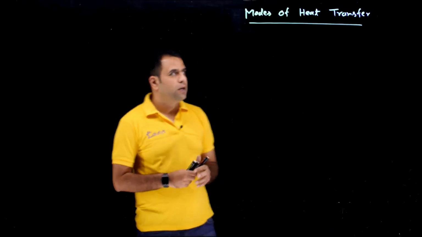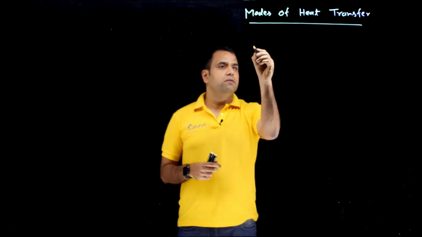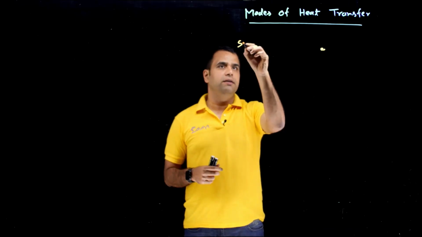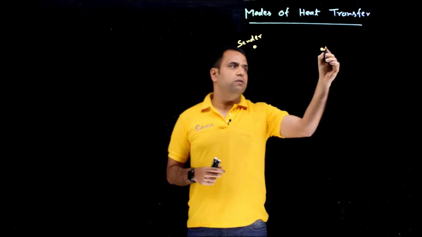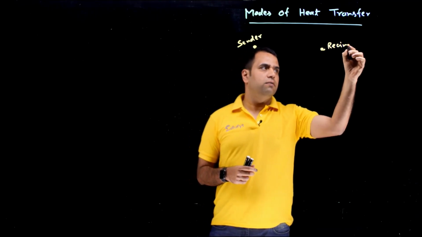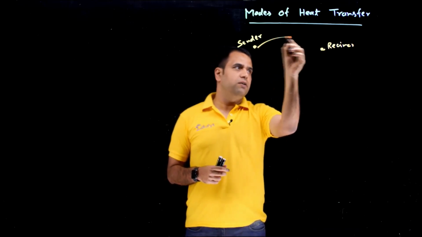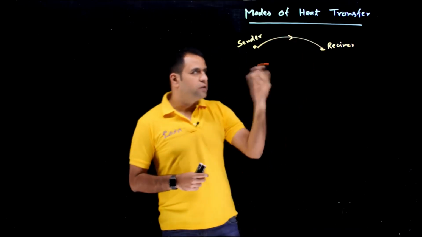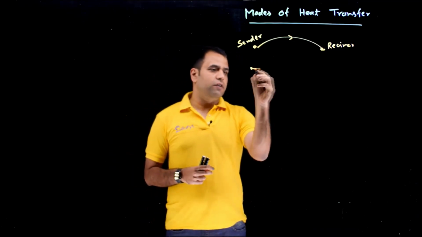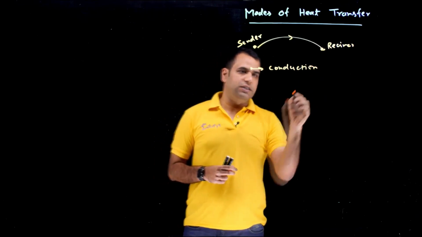Hello. Now we will study the modes of heat transfer. When the heat is traveling, it is traveling from one location to another location, from sender to receiver. When the heat is going from sender to receiver, this process of transfer will involve three types of process, three modes. The first mode is heat will get transferred through conduction.